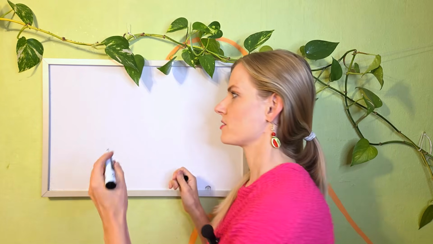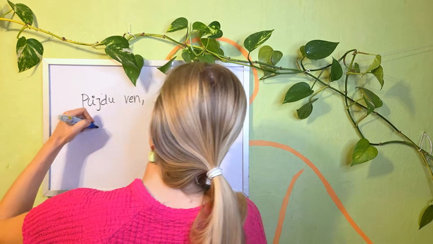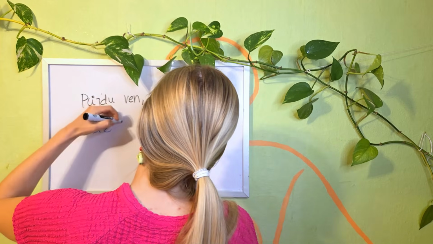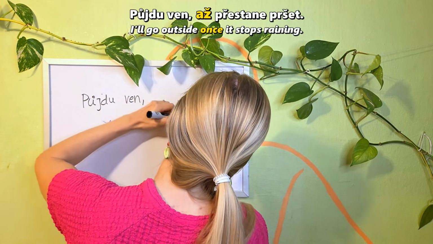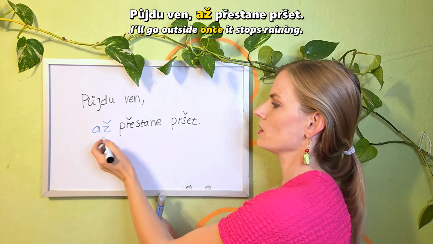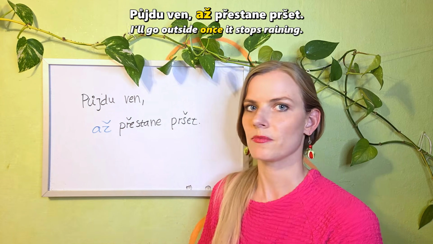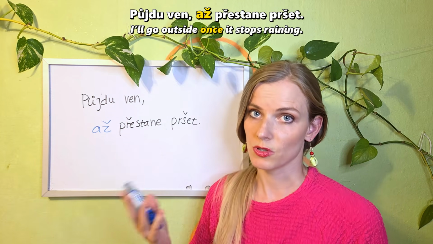We will use the connector až. Až is once something will happen. I also had a video about it actually. So you could say půjdu ven, až přestane pršet. Přestane means stop. It will stop. Půjdu ven, až přestane pršet. I will go out once it stops raining. We use future tense here, or in this case, this is the perfective verb, so it's future.